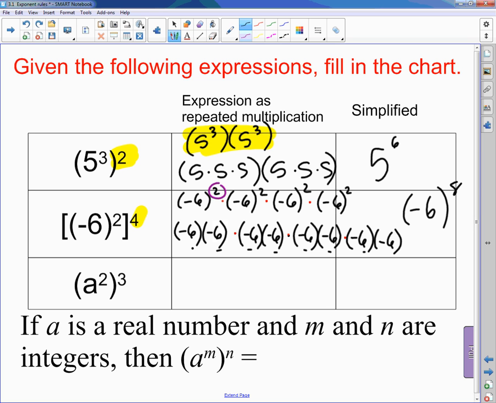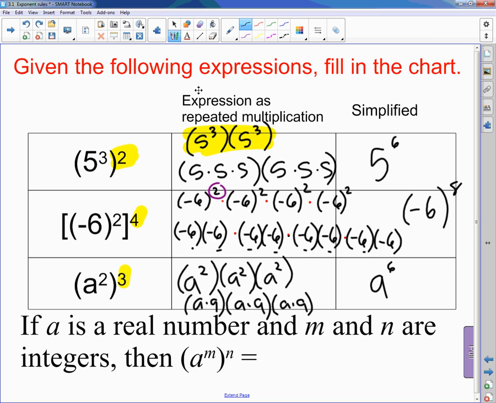All right, last problem. Let's go ahead and try this one. Again, I'm going to take a squared and cube it. So I've got to write a squared times itself 3 times. So there's all 3 of those. And then let's write it out again. So a squared is just a times a. Then I have a times a again, and a times a again, which if you look at that, you have a bunch of a's. You've got a to the 6th here.